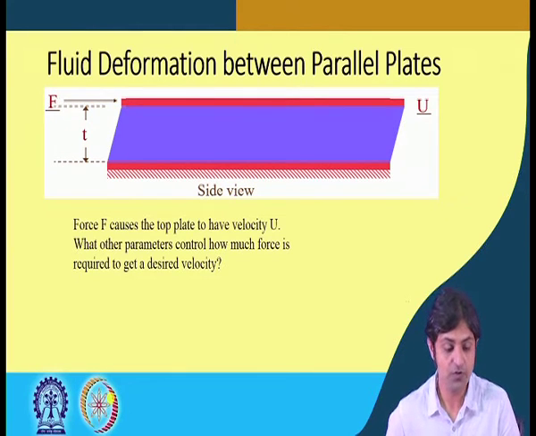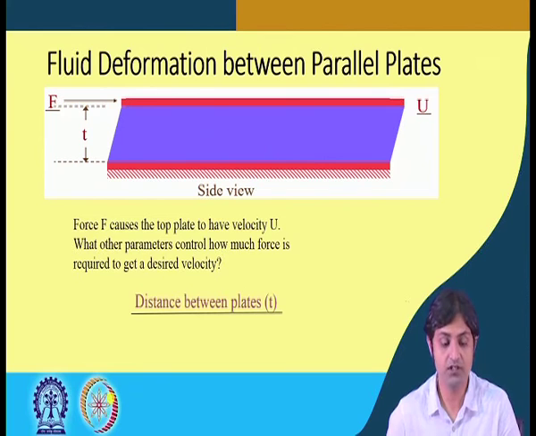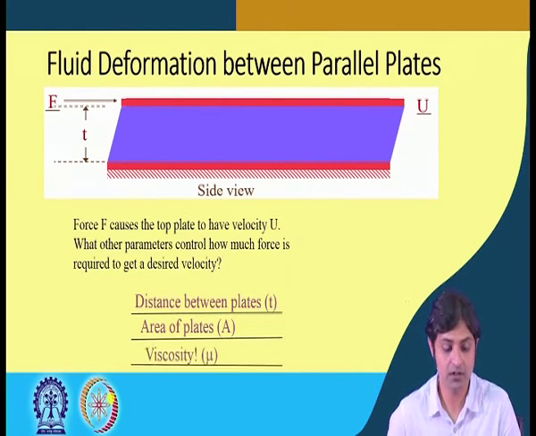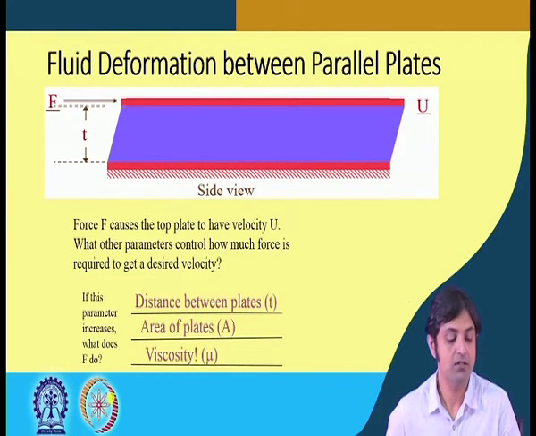So as I told you, force F causes the top plate to have velocity u. Now what other parameters can control how much force is required to get a desired velocity? As has been seen from the experiment, distance between the plates, which is denoted as T, is quite an important parameter. Area of the plate A is also a very important parameter. Viscosity mu is also an important parameter. But what happens if these parameters increase, and what does F do?